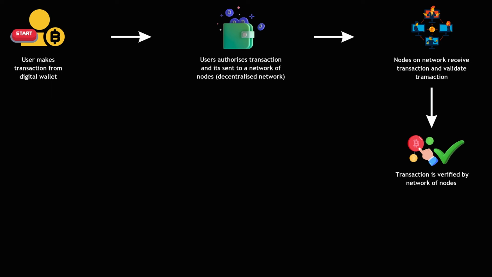Step 4. Transaction is added to the blockchain. So once validated, the transaction is added to a block, which is then linked to a blockchain. The blockchain is like a digital ledger, recording every transaction ever made on the network. It's permanent and can't be altered.